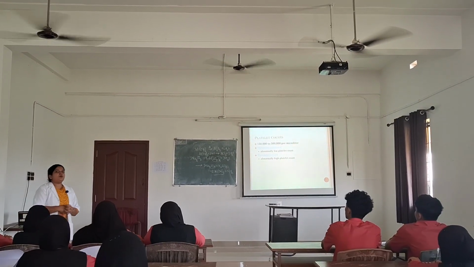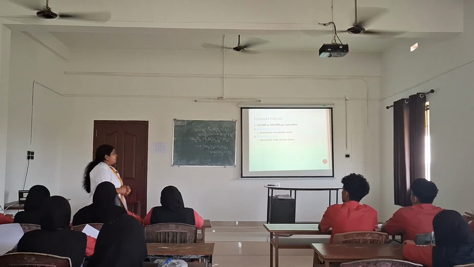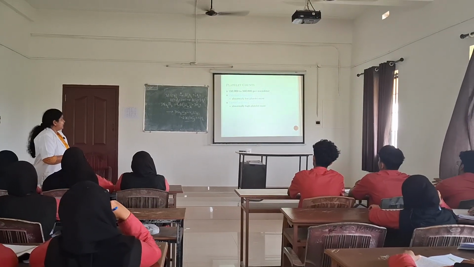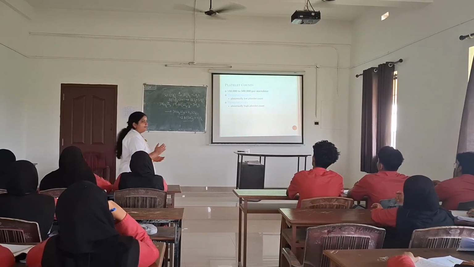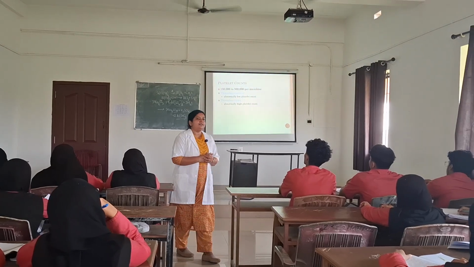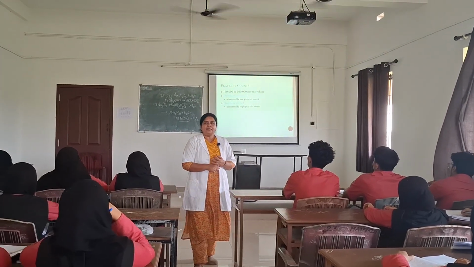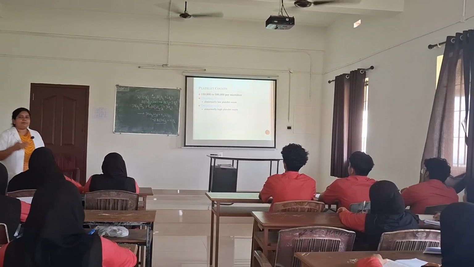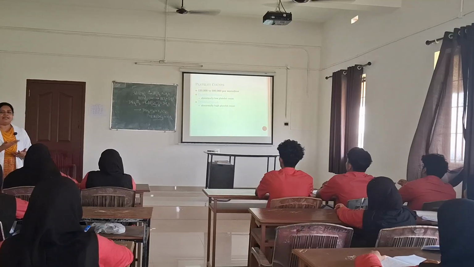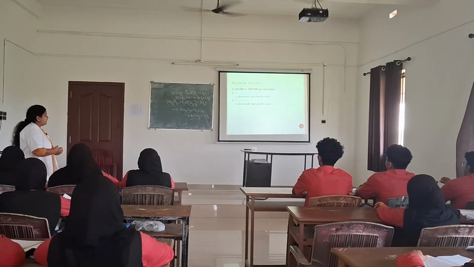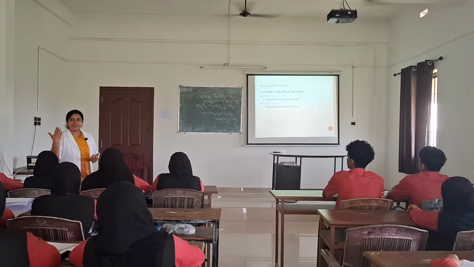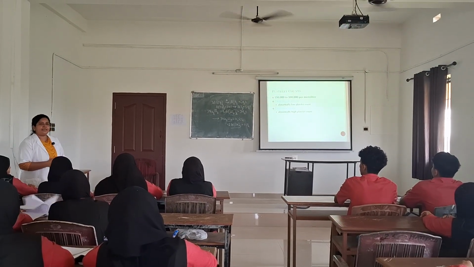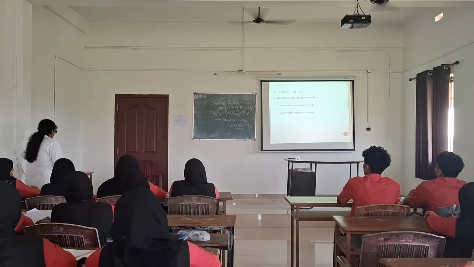Next, coming to the normal value of platelets, the normal value is 150,000 to 500,000 per microliter. Based on the normal value, there are two types of condition: thrombocytopenia and thrombocytosis. Thrombocytopenia means there will be an abnormally low platelet count than the normal value, and thrombocytosis means there will be a higher amount of platelets than the normal value.